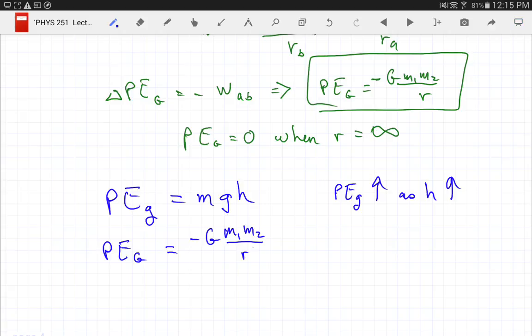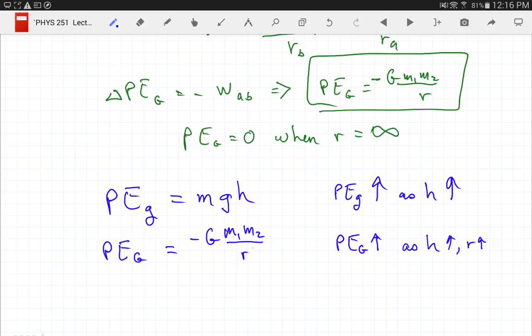And then you have the sign issue. So now, as h increases, let's say we're talking about the gravitational force between the same box and the Earth. As h increases, what is that doing to r? It's increasing. And what's that going to do to potential energy due to gravity? Okay, the magnitude is getting smaller, but the sign is negative. So if the magnitude is getting smaller and the sign is negative, it's getting more positive.